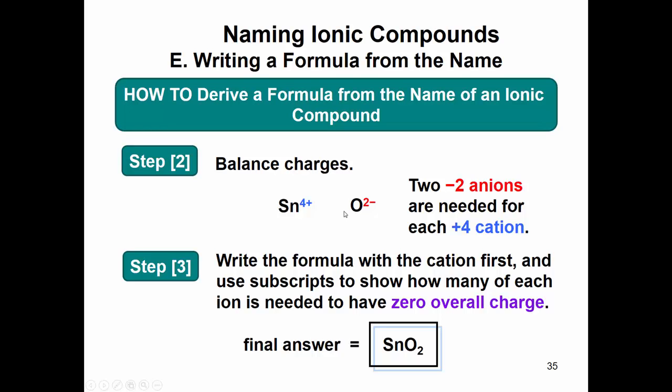So we have +4, and 2 times -2 is -4, which equals 0. So we know our overall charge has to be 0. Some students can just look at these and do that simply: okay, if my charge is -2, I know I have to have 2 of them, that way I can balance out this +4 to give me 0. And so my formula is the element symbols, SnO2.